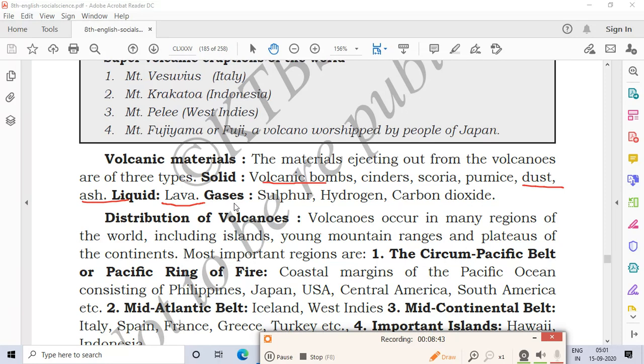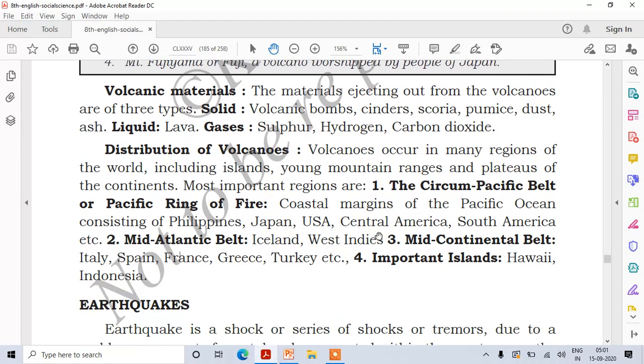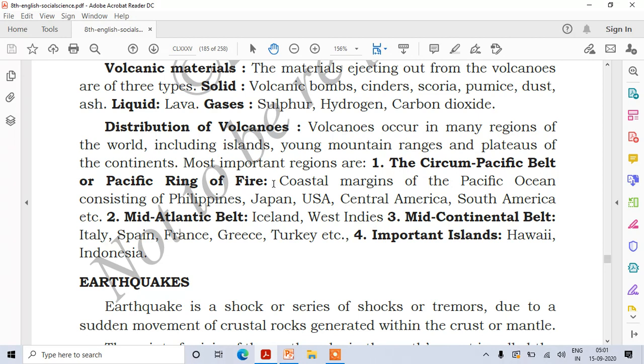And gases, what are the gases which are coming out from the volcano? Sulfur, hydrogen, and carbon dioxide. These are the gases which are coming out from the volcano. Next, we have distribution of volcanoes. Means where these volcanoes are present. Distribution means where they are present.